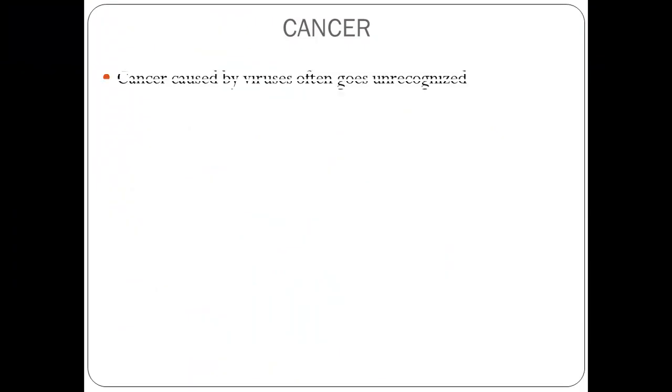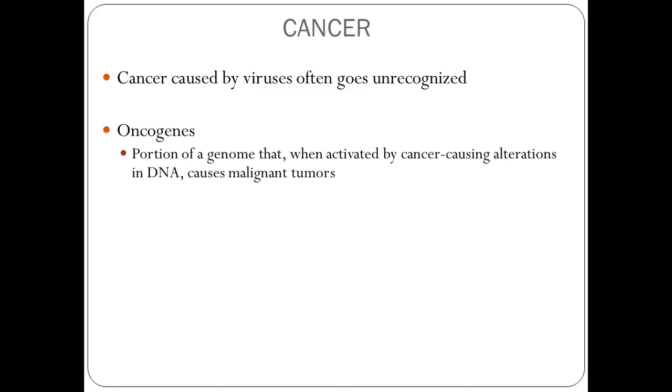Cancer. Cancer caused by viruses often goes unrecognized. Oncogenes. Oncogenes are a portion of a genome that, when activated by cancer-causing alterations in DNA, cause malignant tumors. Oncogenes can be activated by mutagens, high-energy radiation, and viruses. Activated oncogenes transform normal cells into cancerous cells.